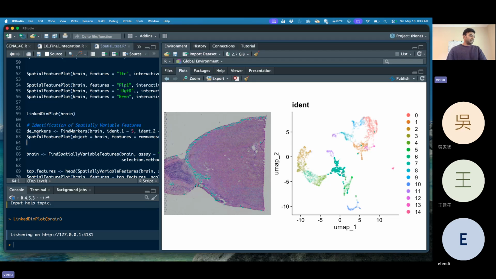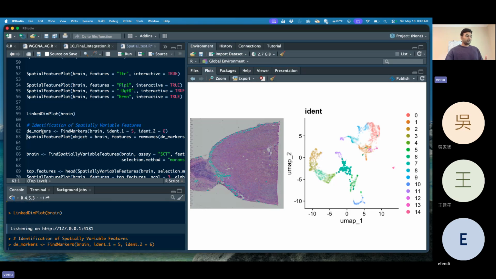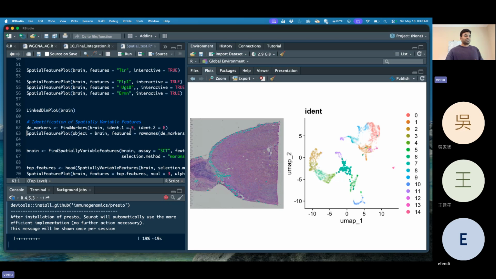Then this is another thing. I want to identify the spatially variable features in, suppose, clusters 5 and 6, between 5 and 6. Within this there is a Wilcoxon test they use, and there are also different statistical tests, to find differentially expressed markers between cluster 5 and 6.